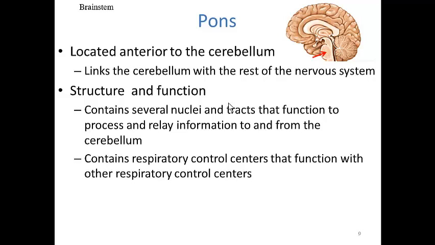Like the medulla oblongata, the pons does contain several nuclei and tracts, and most of these are involved with processing and relaying information to and from the cerebellum. Other than that, the pons also does have a respiratory control center. So like the medulla oblongata, the pons also has a respiratory control center. And the pons and the medulla oblongata both work together to help control respiratory function.